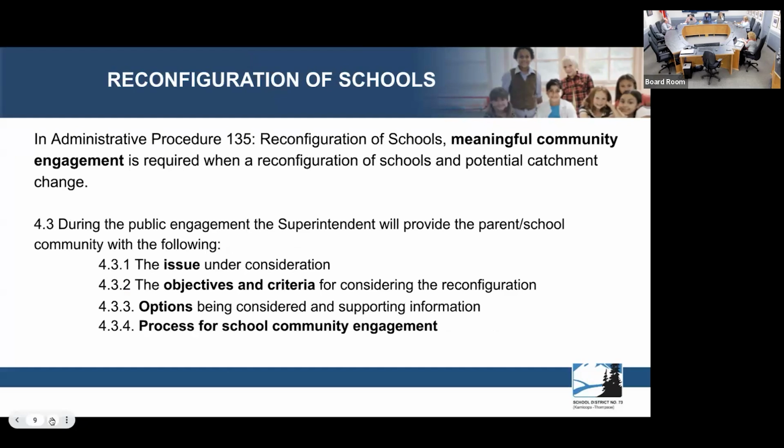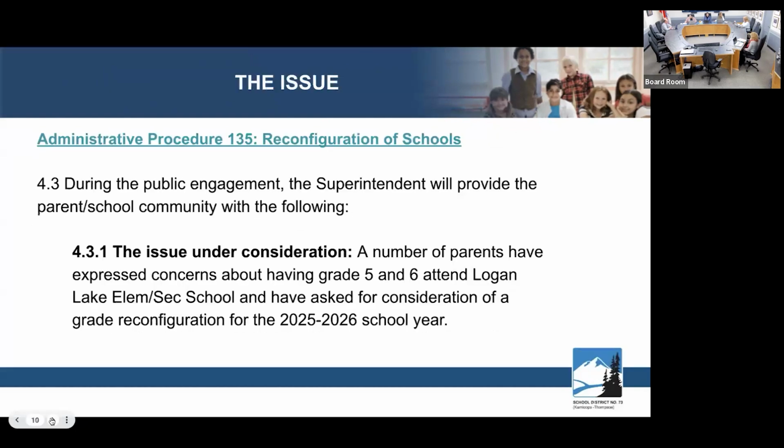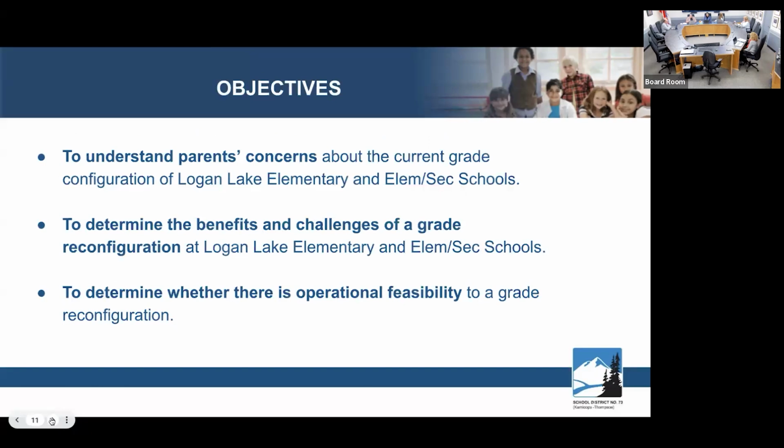This is where the reconfiguration of schools talks about 4 things that we need to really be clear about. Number 1 is the issue. Number 2 are the objectives and criteria. 3 are the options, and 4 is the process for engagement. So the issue under consideration is that a number of parents, and it really did begin from October 3rd to the 11th, expressed concern to me directly about grade 5 and 6 students attending Logan Lake Elementary Secondary School and asking for consideration of a grade reconfiguration where they wanted the kids to move to the elementary location for the 25-26 school year.